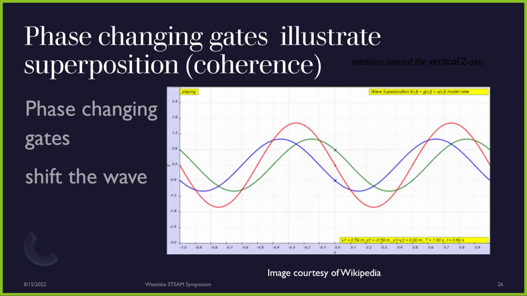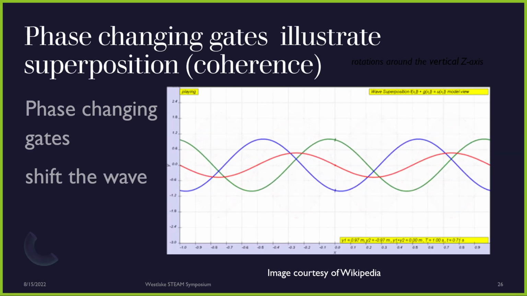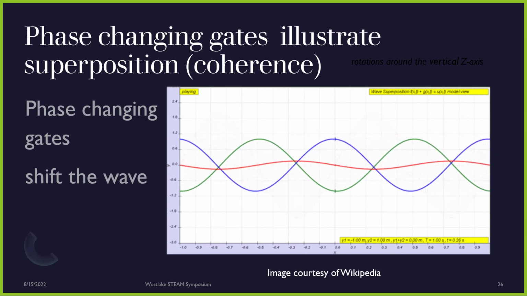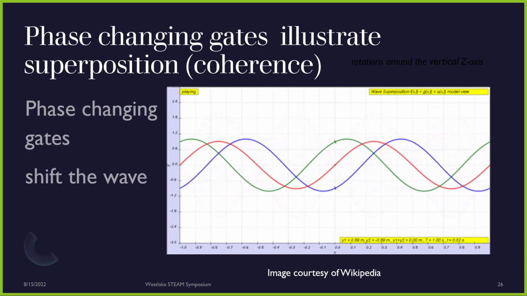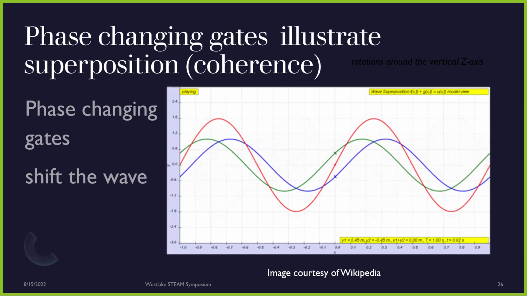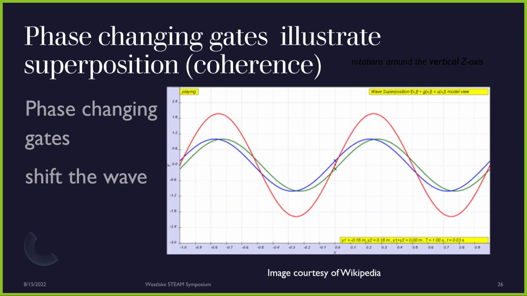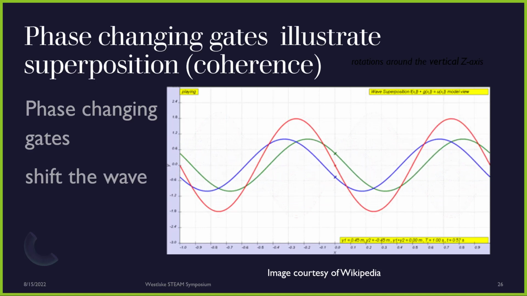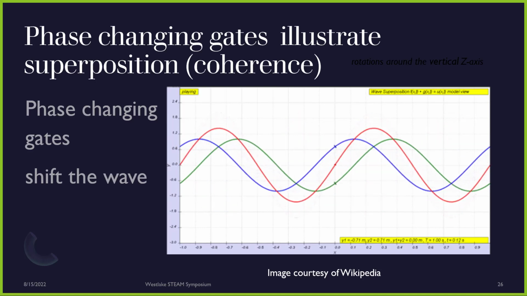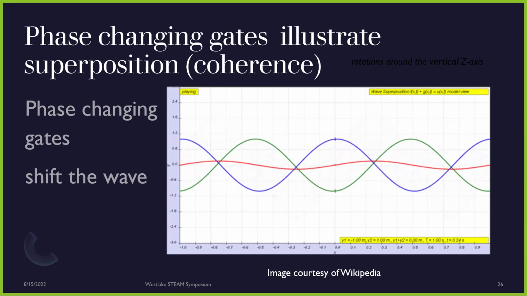Phase-changing gates illustrate both superposition and coherence. There are quantum gates that are actually lasers that can be used to shift where waves or vectors move. The phase-changing gates shift the waves and can be used to make them synchronize to each other. A series of quantum gates forms a circuit, and we can make a program out of a quantum circuit.